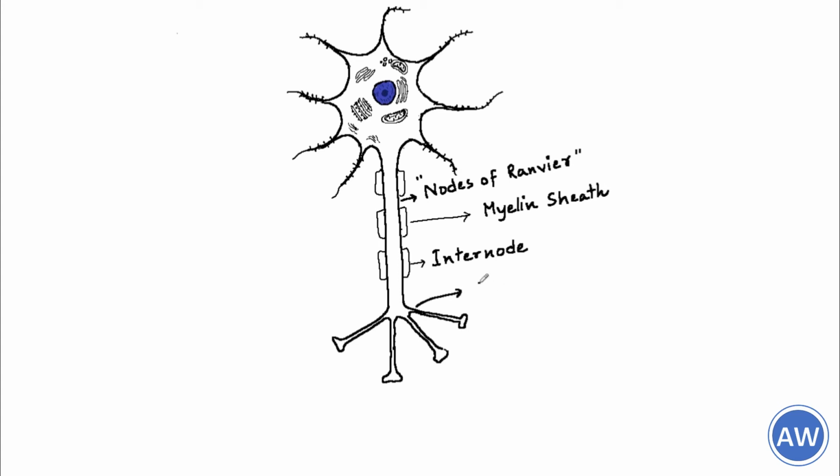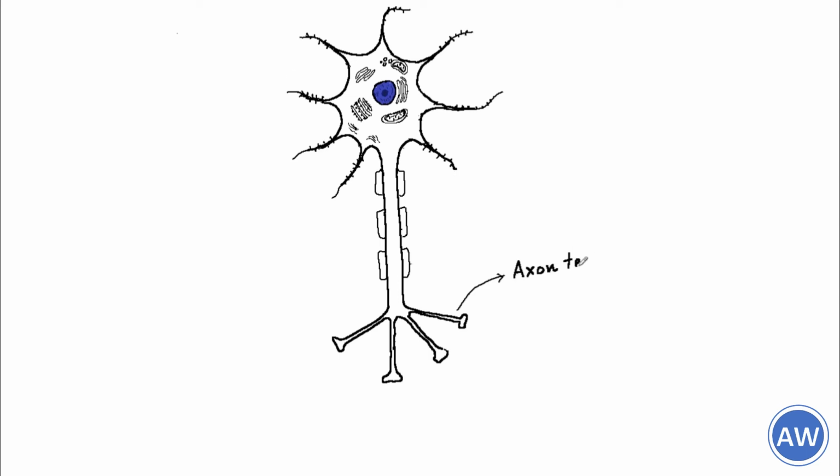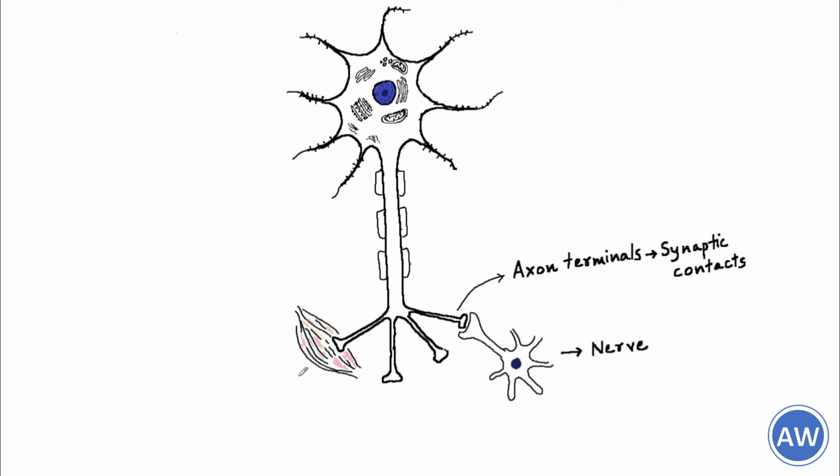Occasionally, the axon proper has branches which are known as collaterals that diverge from the main axon at right angles. At its terminus, the axon may arborize, forming numerous axon terminals, which are also known as boutons terminaux or end feet. Now these axon terminals permit a single axon to make synaptic contact with numerous other neurons or muscles or gland cells.